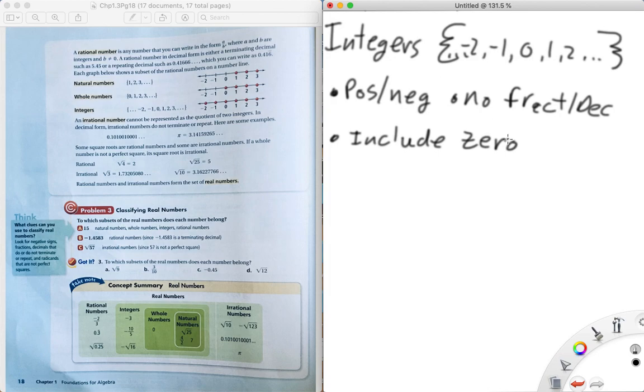Notice that one always builds on the other, right? Natural numbers, then whole numbers with 0, then negative and positive, and now 0. It's always building. And those are integers.